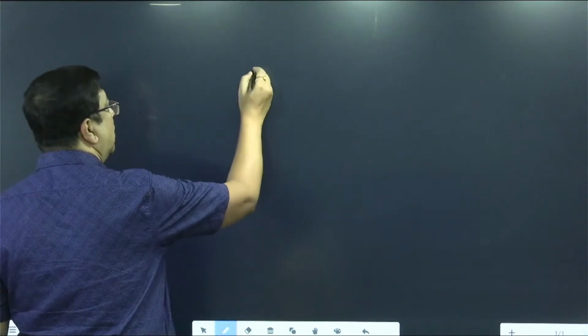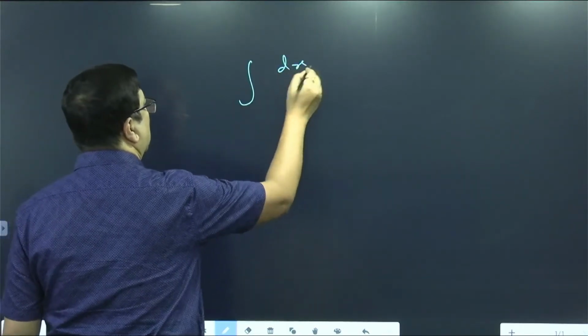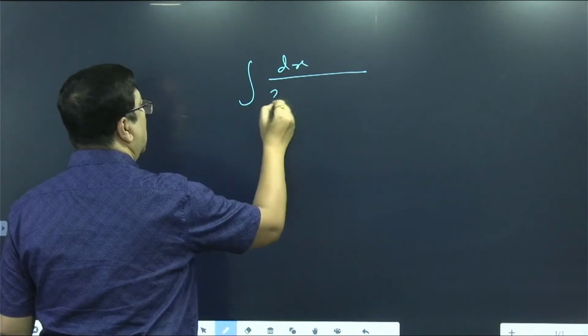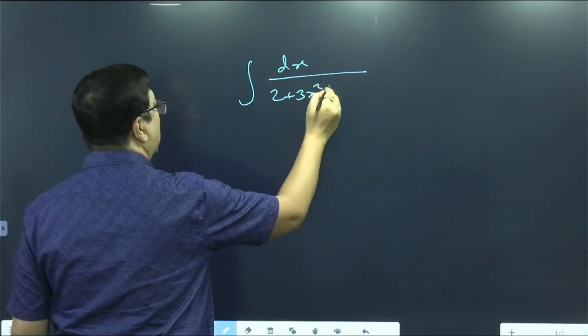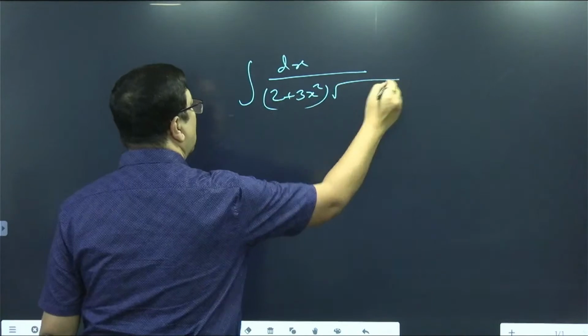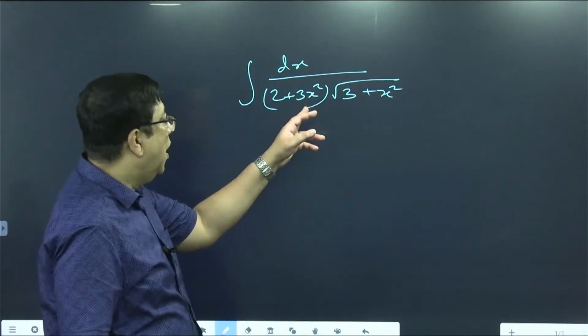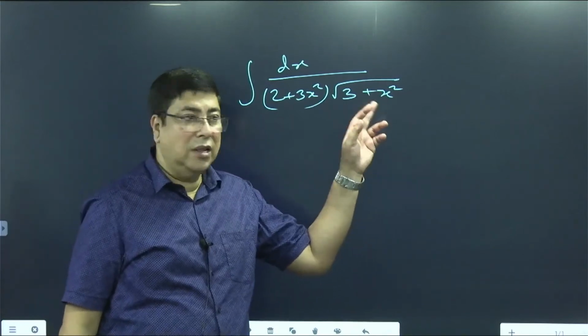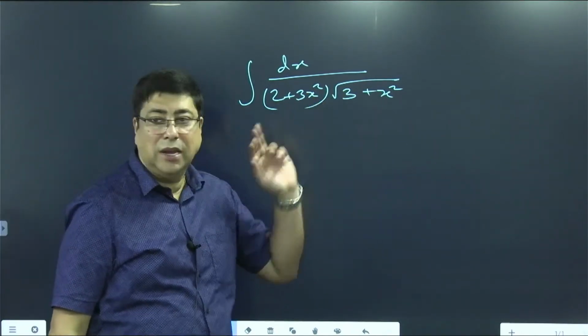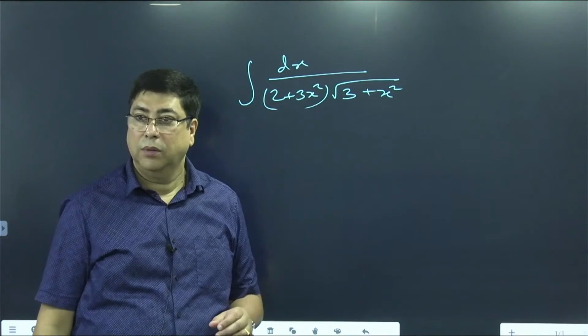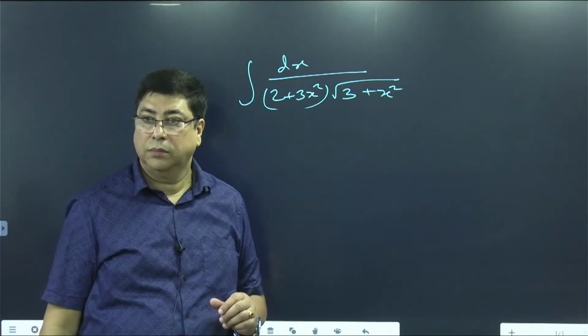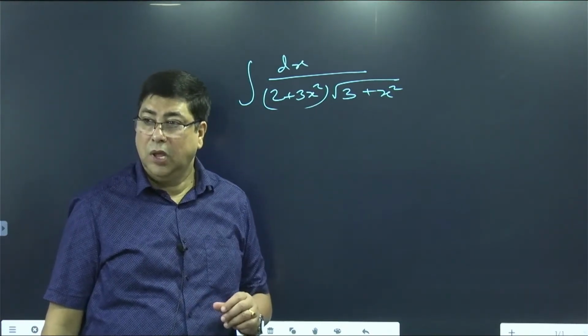There is one more method. 2 plus 3x square into root over 3 plus x square. So, outside square, inside square. This is one more method. Outside square, inside square. What to do? You have to remember this.